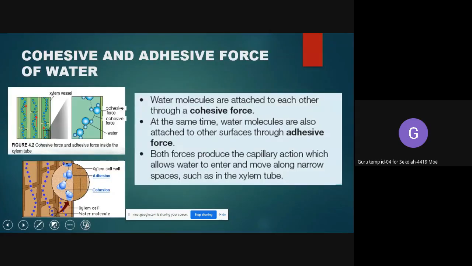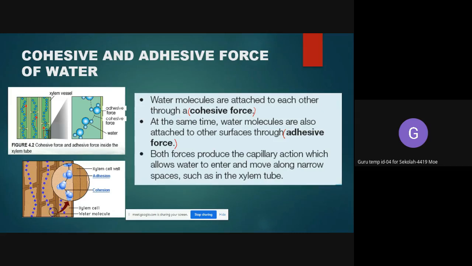Next, cohesive and adhesive force of water. Water molecules are attached to each other through cohesive force. At the same time, water molecules are also attached to other surfaces through adhesive force. Both forces produce the capillary action, which allows water to enter and move along narrow spaces such as in the xylem tube.